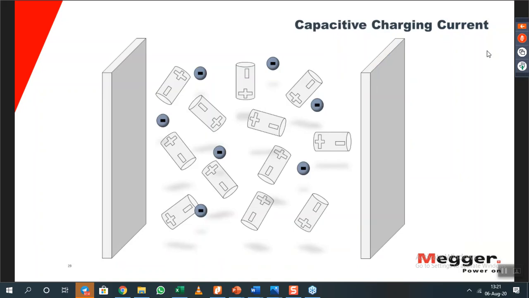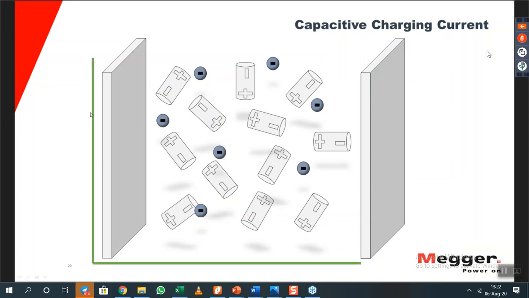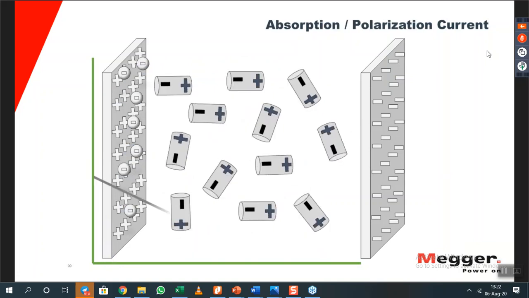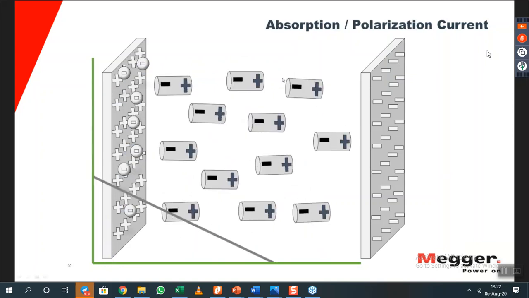So when we look at the magnitude over time graph, we have the y-axis as the magnitude of the current and the x-axis as the time. When this capacitive charging current happens, you can see here, in a short period of time but at a high magnitude, there is a current, what we call capacitive charging current. And at the same time, if these dipoles align, we call it absorption or polarization current. So it's a little less than the capacitive charging, but it happens longer than the capacitive charging current.